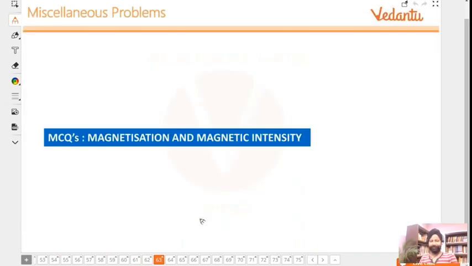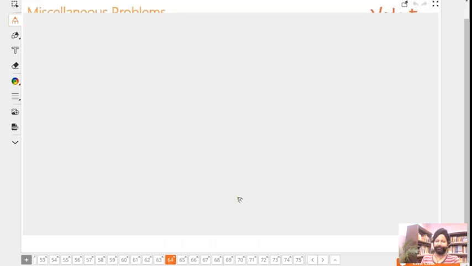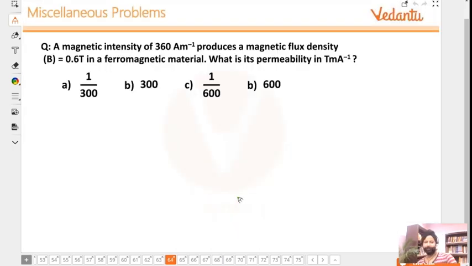So now let's do some MCQs, and in here we'll have polls also because there are choices in here. Magnetization and magnetic intensity. Very easy question to start with, please. Don't get this one wrong, please.